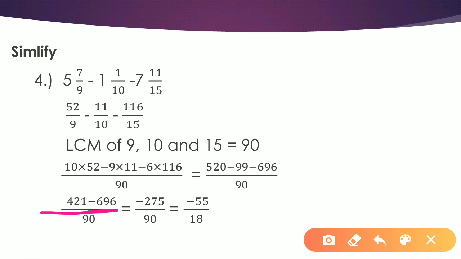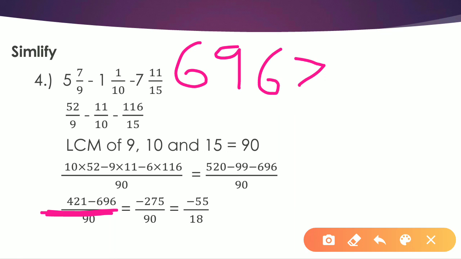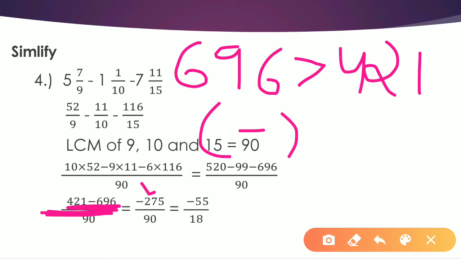421 minus 696 gives you 275. And why have we written a minus sign here? Because 696 is greater than 421, and the sign of 696 is negative. That's why in our answer we have taken a negative sign. And after the subtraction, we get 275 upon the same denominator 90.